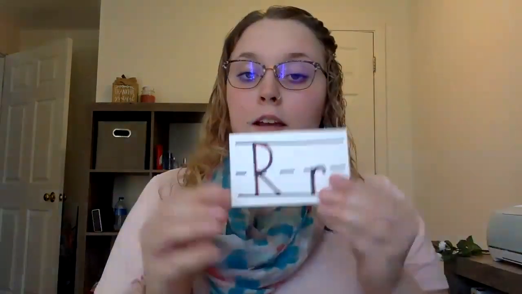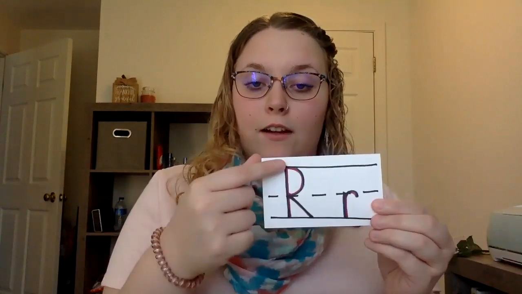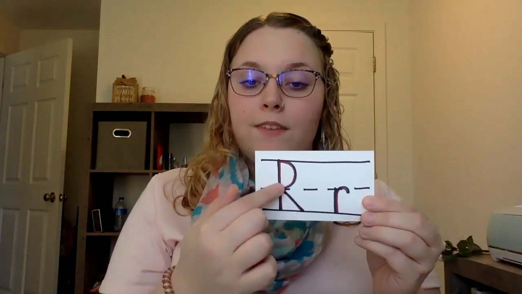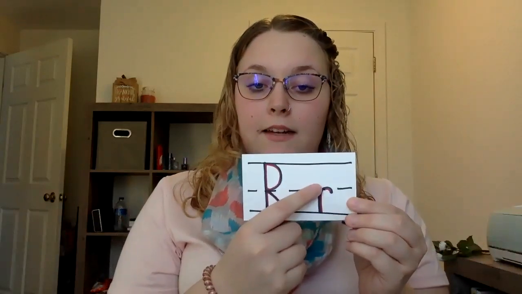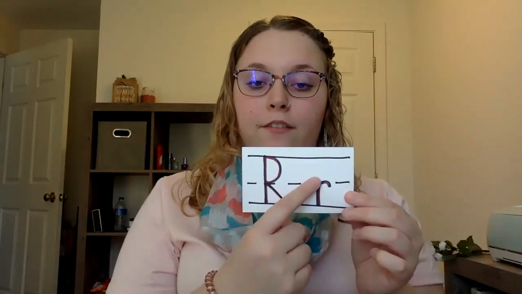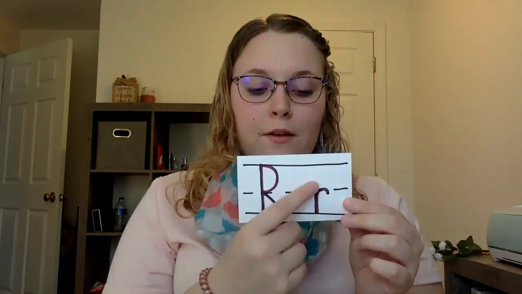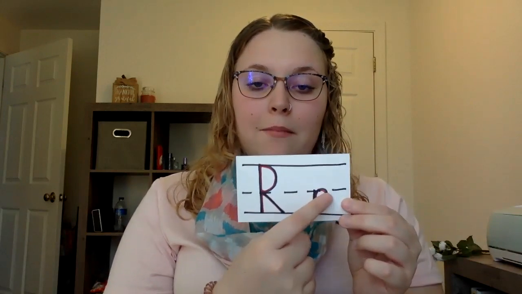After the letter Q comes R. Starting at the top, straight line down, bring your finger back up, make a bump, and make a diagonal line to the bottom. Starting at the middle line, straight line down, bring our finger back and make a bump.